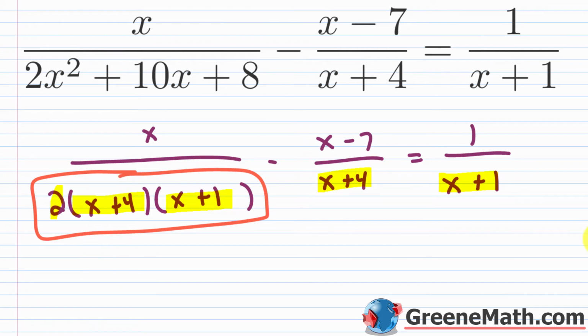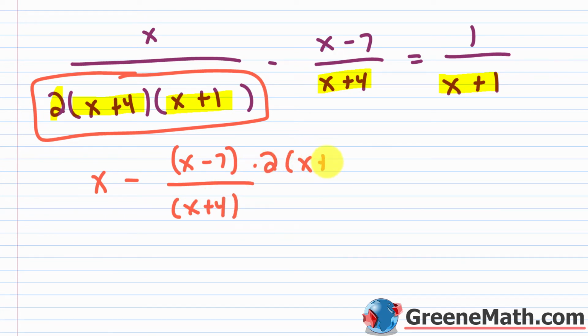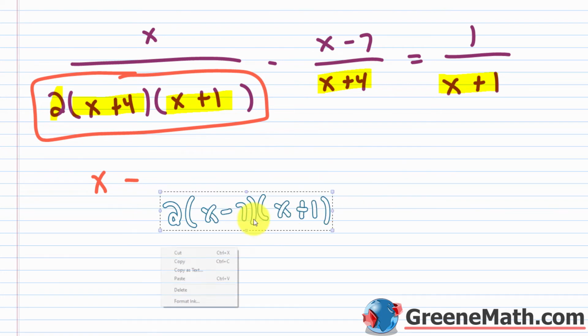So if I multiply both sides by the LCD, this is going to cancel. So we're going to say that this is just x over here, then minus. This is going to get multiplied by x minus 7 over x plus 4, multiplied by 2 times the quantity x plus 4 times the quantity x plus 1. To save space, I'm just going to cancel this with this and write this as 2 times the quantity x minus 7 times the quantity x plus 1.